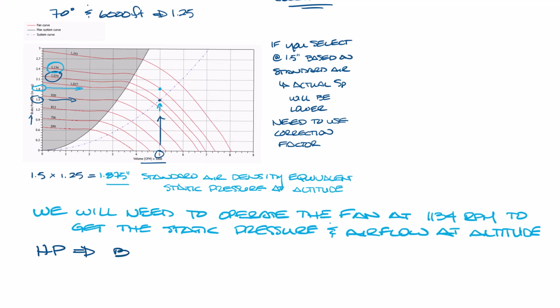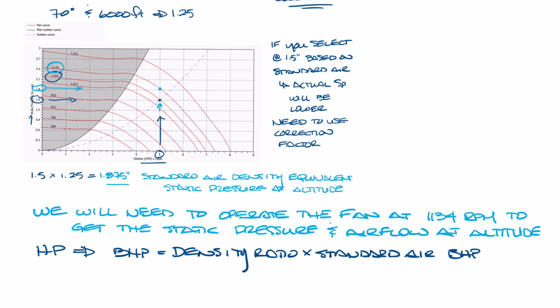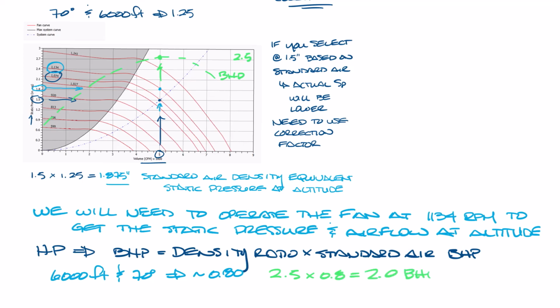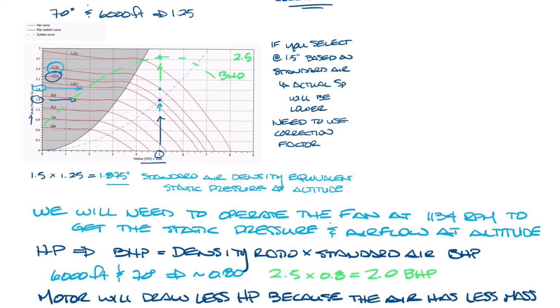The actual brake horsepower you need is equal to the air density ratio times the standard air brake horsepower. The air density ratio is the actual density divided by the density of standard air, and at 6,000 feet and 70 degrees, it's about 0.8. My example curve here doesn't have brake horsepower on it, so let me just draw it in for our example. So let's look at our brake horsepower curve, and you can see that we need, we'll call it 2.5 brake horsepower at standard air density. So 2.5 times 0.8 equals 2.0 brake horsepower at our altitude. This means the motor will draw less horsepower at altitude because the air has less mass to move.